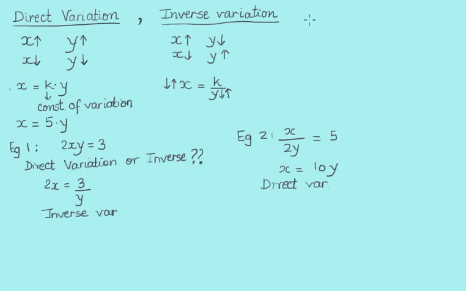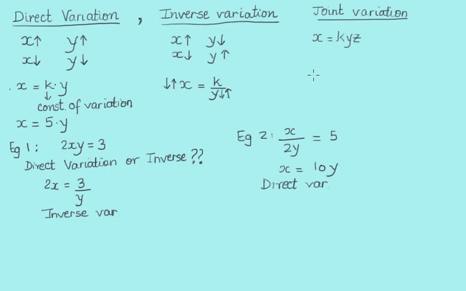There's another kind of variation that we talk about sometimes, and that is joint variation. Joint variation is a combination of direct and inverse. Like if I say x varies directly with y and z, that means this is how you will represent it mathematically, that x varies directly with y and z.